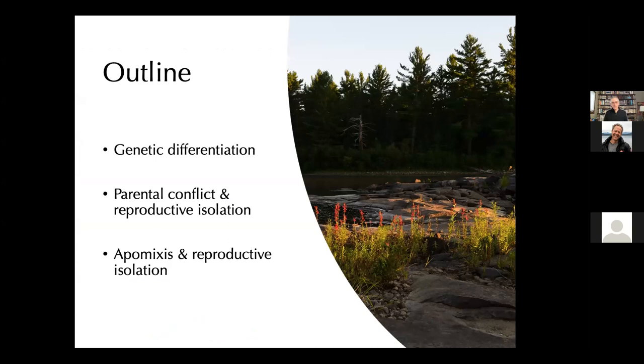Cardinal flower is a widely distributed plant, and I'm going to tell you three stories. The first story has to do with genetic differentiation across its range. The second story has to do with potentially parental conflict or sexual conflict and reproductive isolation. And the third story has to do with asexual seed production, also called apomixis, and reproductive isolation. And this last thing is really, really cool. And I think it's the first example of this in flowering plants.